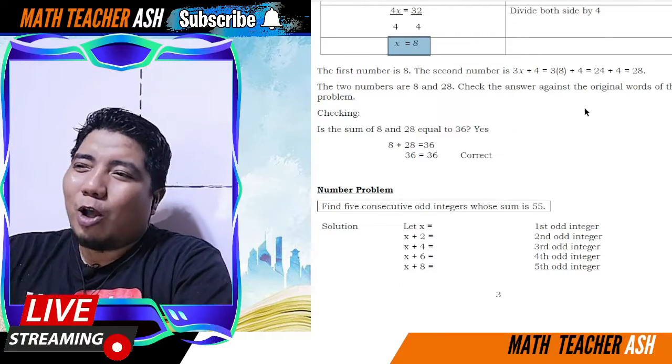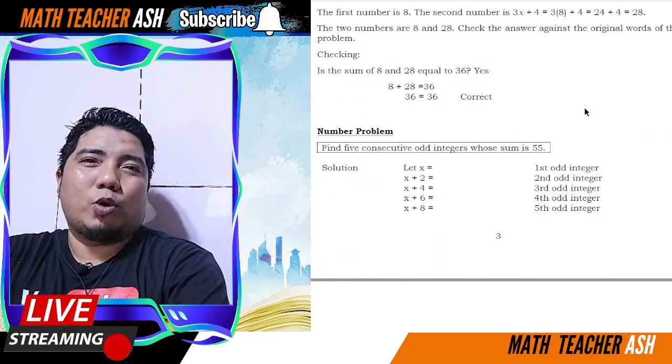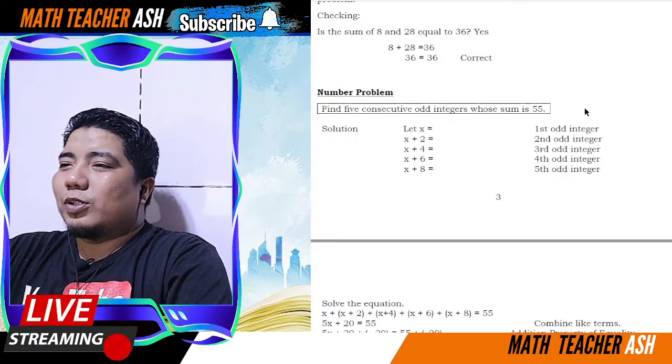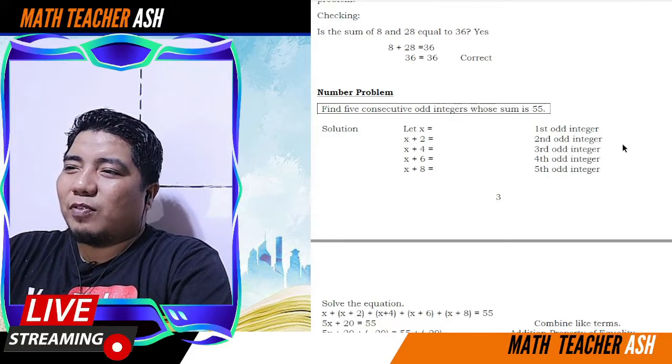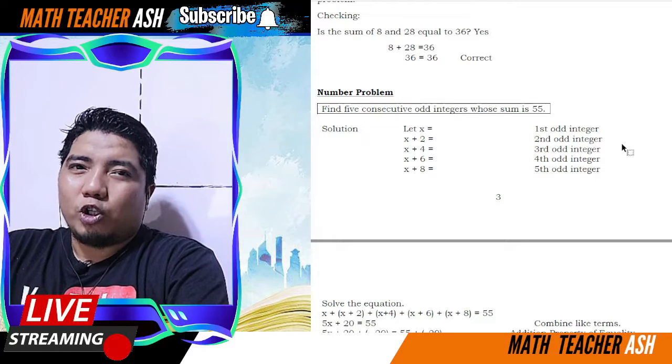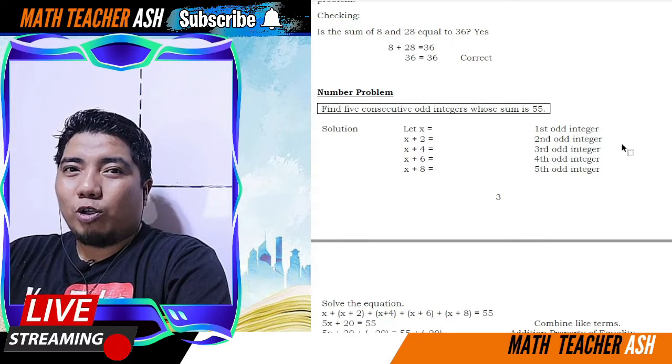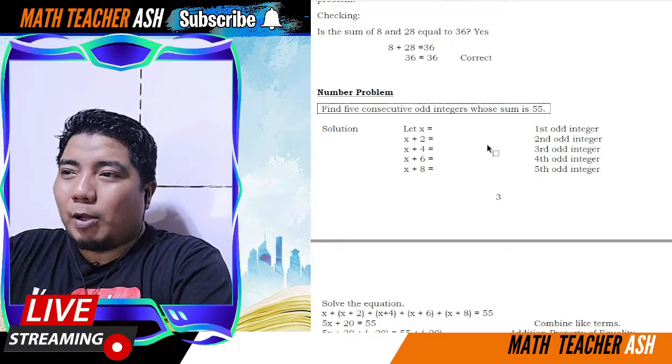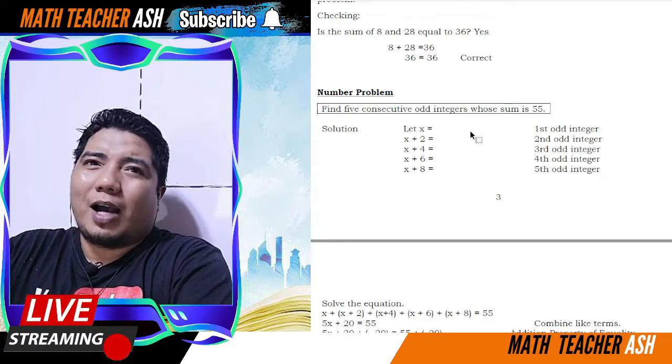And now, let us go to the next kind of problem, and that is known as the number problem. So sabi dito, find 5 consecutive odd integers whose sum is 55. So when we say 5 consecutive, magkakasunod yun. Pero sabi dito, odd numbers. So ano ba yung odd numbers?